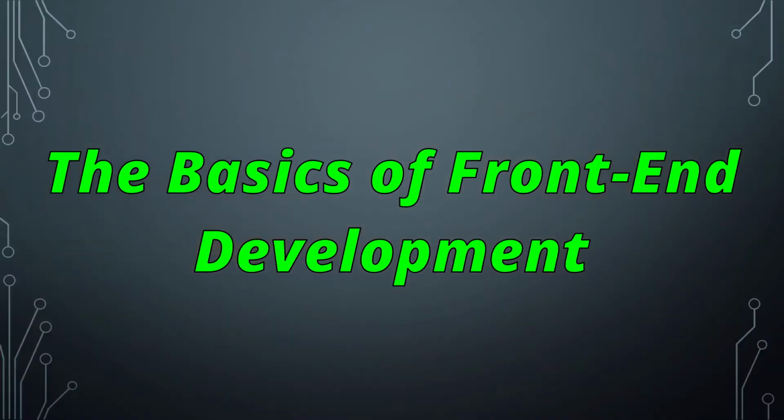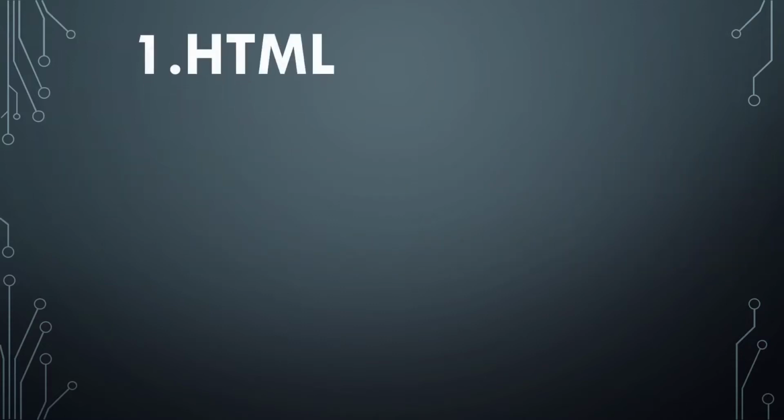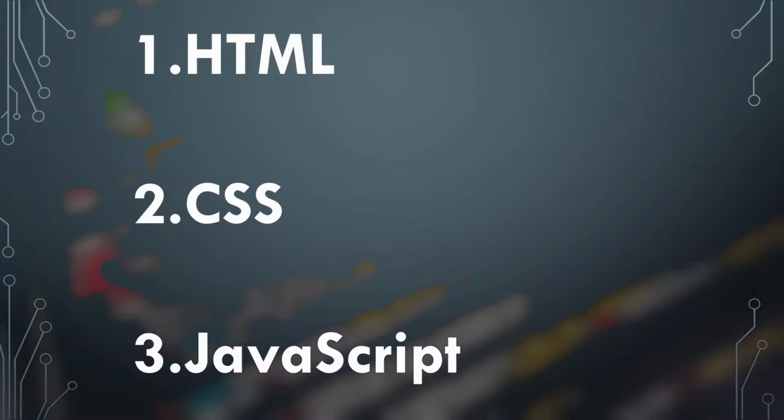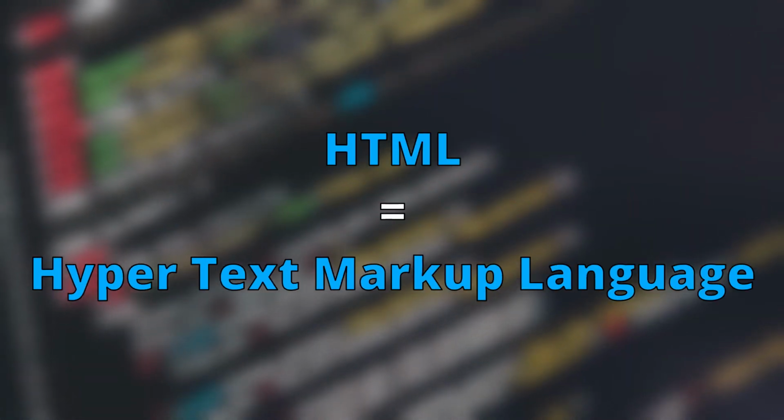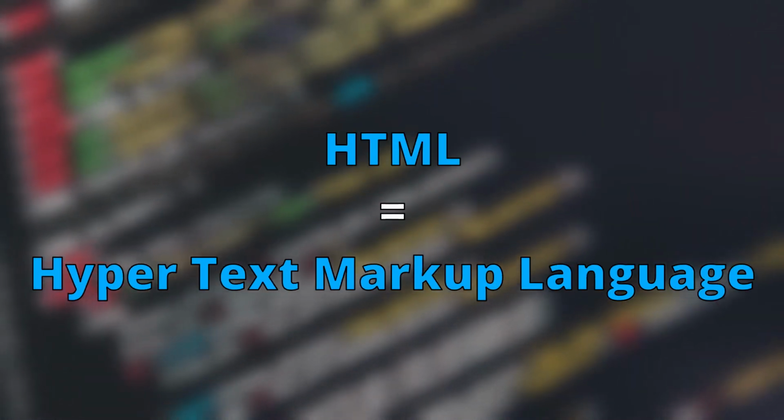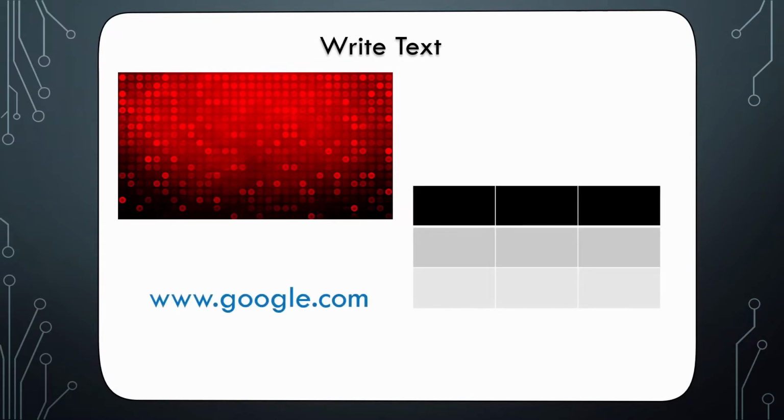One of the basics of front-end development is to know these three languages: HTML, CSS, and JavaScript. HTML stands for Hypertext Markup Language. It is used to structure the web page. It allows you to write text, insert images, tables, hypertext, and so on. A simple metaphor to understand, it's like the skeleton of a human being. In HTML, we use tags to define which elements are paragraphs, links, lists, tables, images, header, footer, main, and so on.